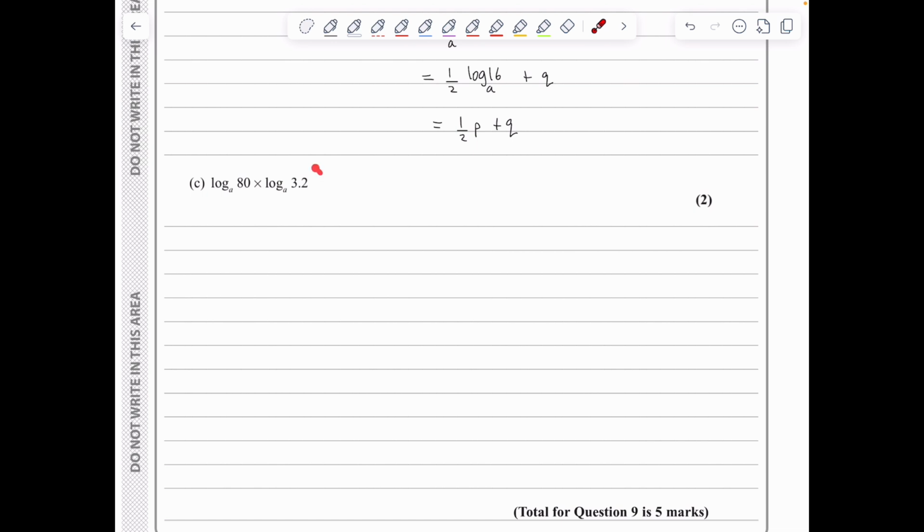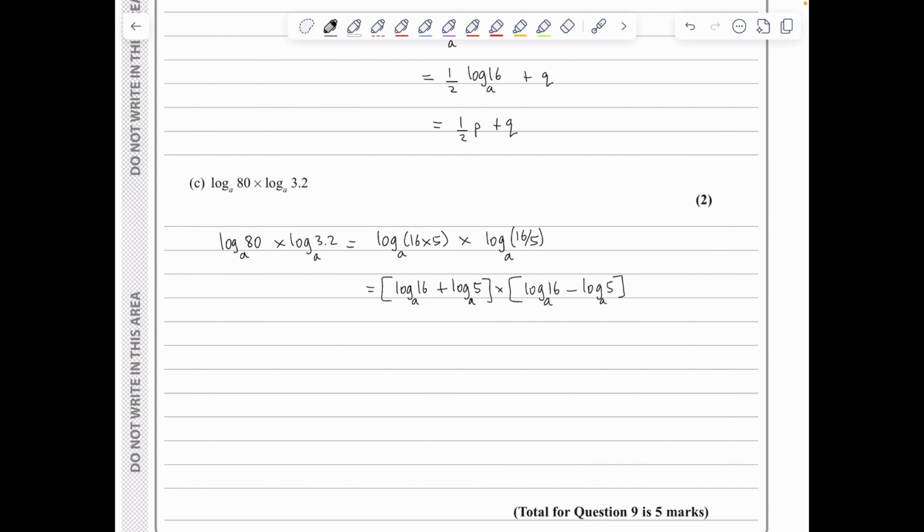In part C, we've got the log of 80 base A times log of 3.2 base A. And the first thing to do is write 80 as 16 times 5. So we have log of 16 times 5 base A times the log. Now the 3.2 is simply 16 over 5 as a fraction. So log of 16 over 5 base A. So I can write this as the log of 16 base A plus the log of 5 base A, and then I've got log of 16 base A minus log of 5 base A.